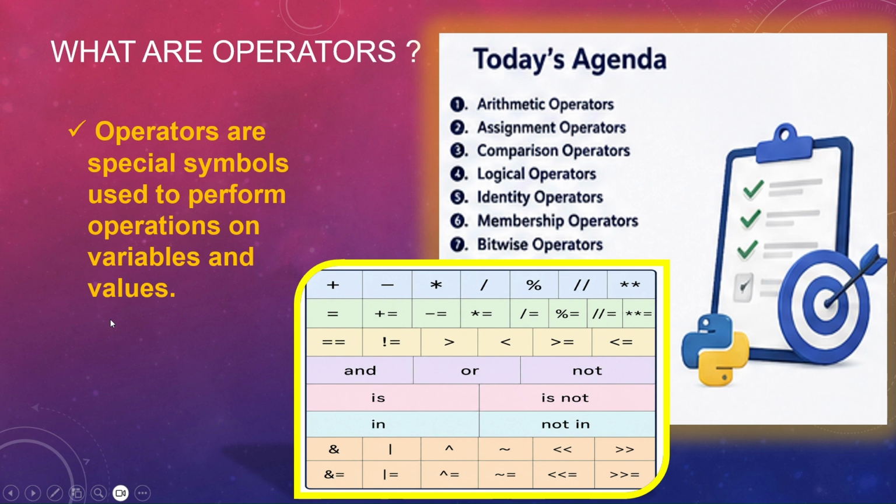We have seen in the last videos what variables are, what values are, right? Variables are boxes in which the values are assigned, correct? Now, in Python, there are different types of operators. They have been classified as arithmetic operators, assignment operators, comparison operators, logical operators, identity operators, membership operators, and bitwise operators. We'll look into each of these in detail along with examples.